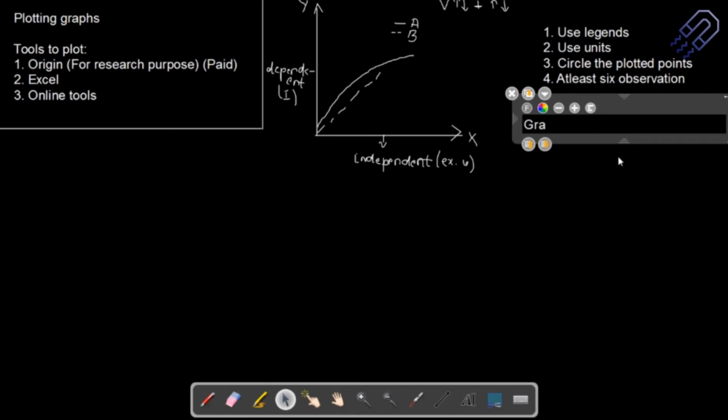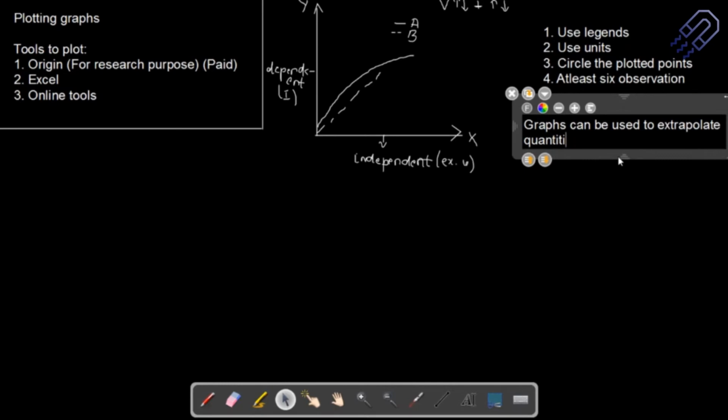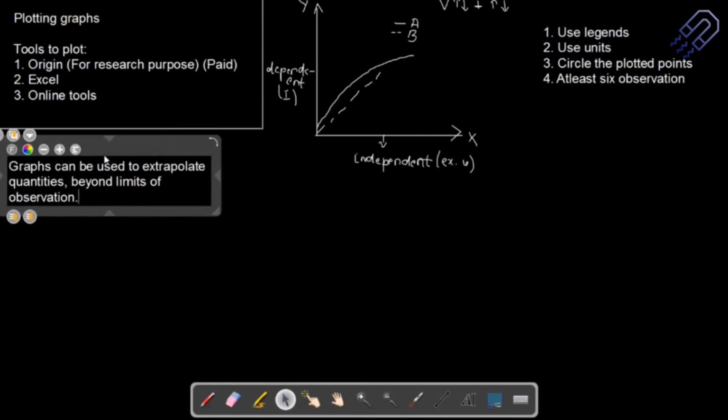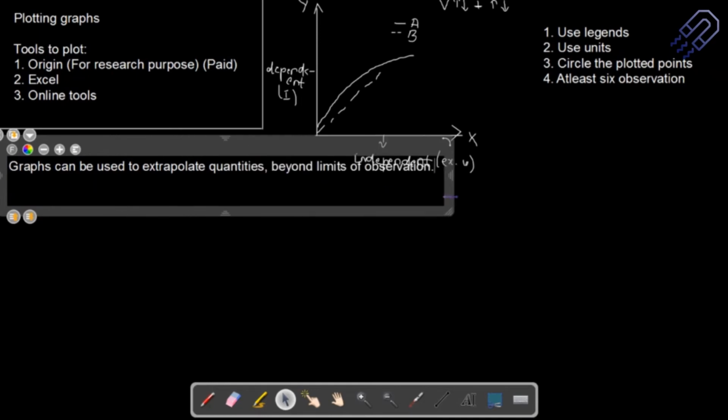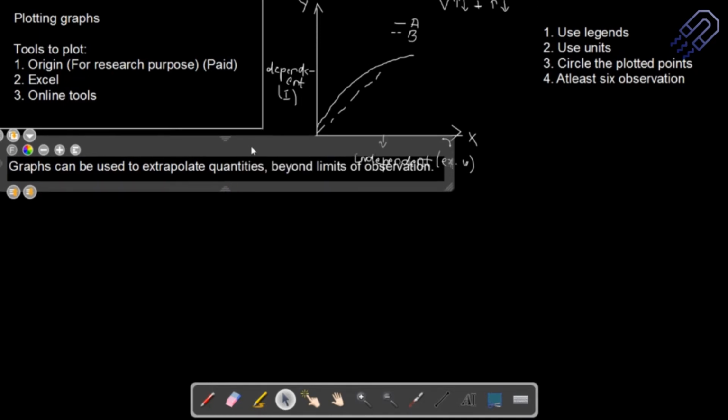And I will give you a very interesting result now. Graphs can be used to extrapolate quantities. If there is a value which lies outside the plotted points, you can predict that, and that is called extrapolation, beyond the limits of observation. Now in order to prove this point, I will take an example, and that example is going to be something which you already know.